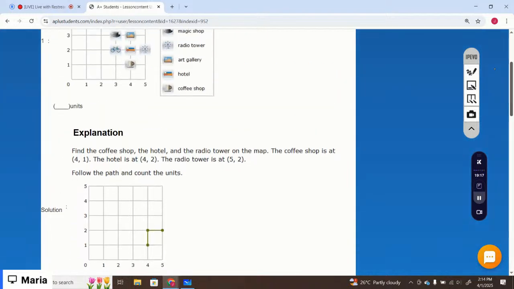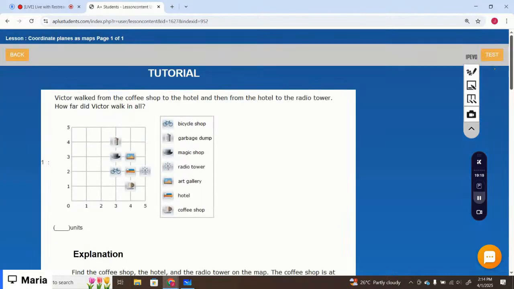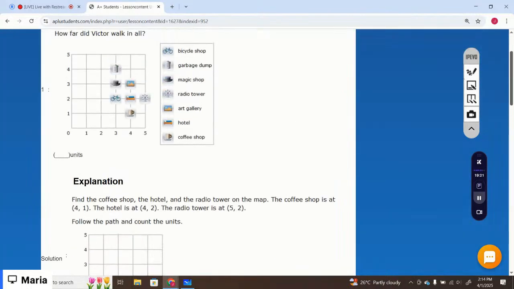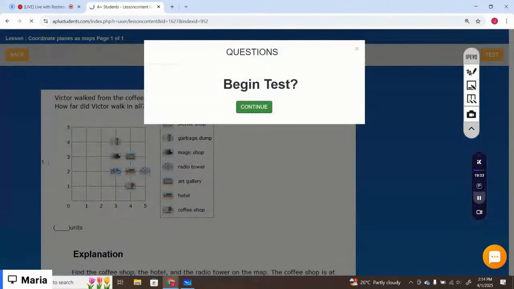Oh, from coffee shop. Sorry, here is coffee shop. From coffee shop to hotel. Here is hotel, and from here to here. So just 2 minutes he walked, right? Let's just start with the test question. Sorry.